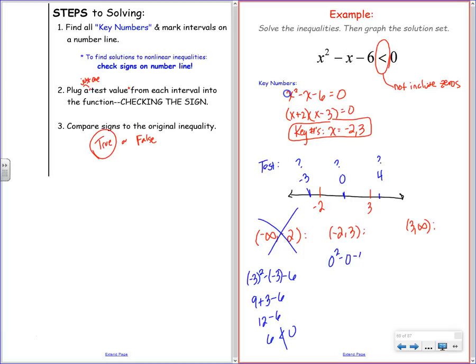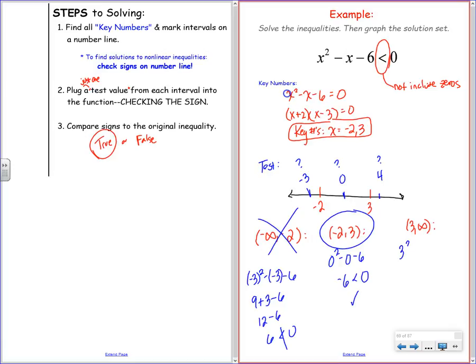0 squared minus 0 minus 6, is that less than 0? Well, let's go ahead and solve it. 0 minus 0 is minus 6. Is this less than 0? The answer is yes. That's part of my answer. And some of you might guess on this one. Sometimes you'll be right, sometimes you'll be wrong. I've seen it where this has been false, and I've seen it where this has been true.